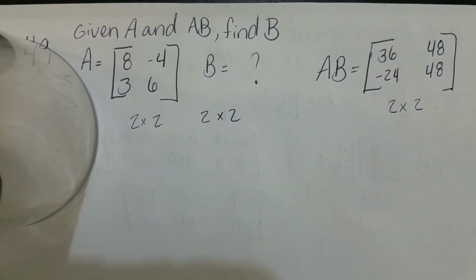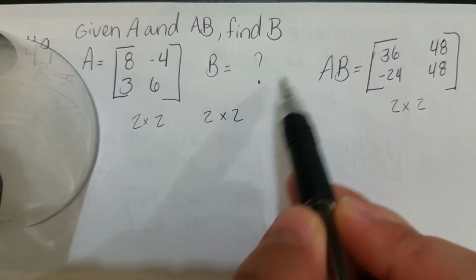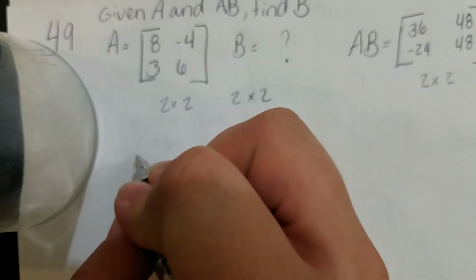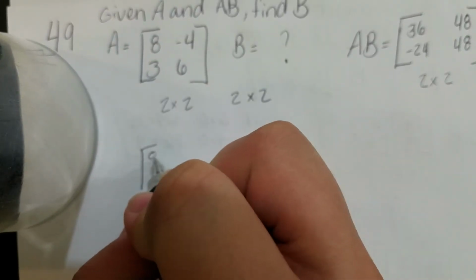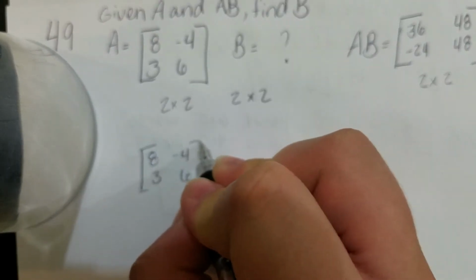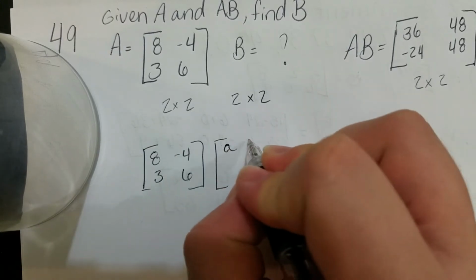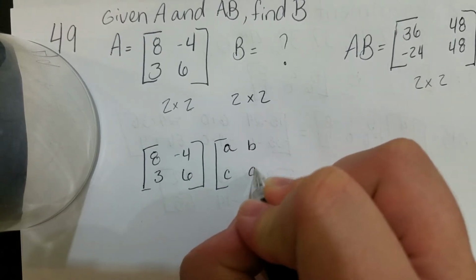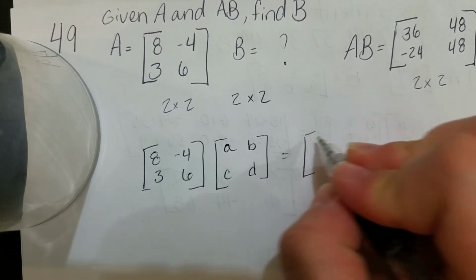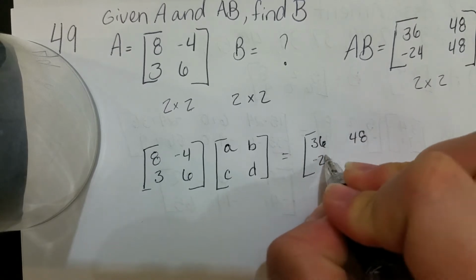And you'll notice that I don't know what B is. So basically I'm going to set it up as a matrix with 4 variables in it. So what I'll do is I'll go ahead and put A here, 8, -4, 3, and 6, times this unknown. So let's go ahead, we can use A, B, C, and D. And at the end, it's going to equal this, 36, 48, -24, and 48.